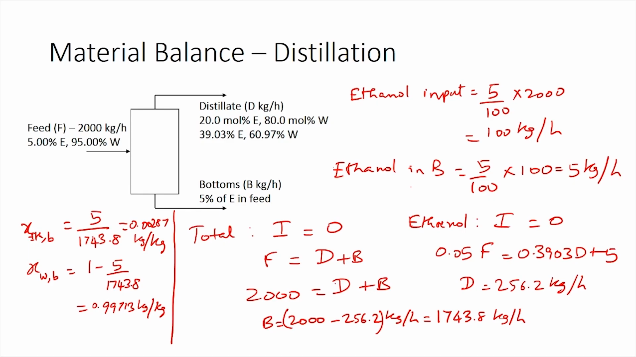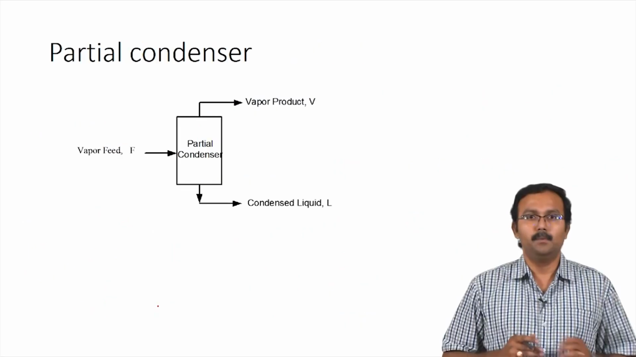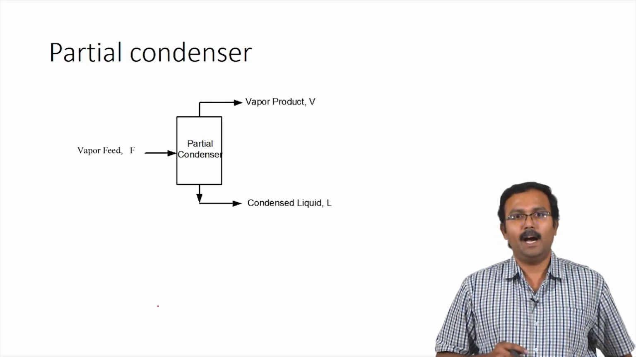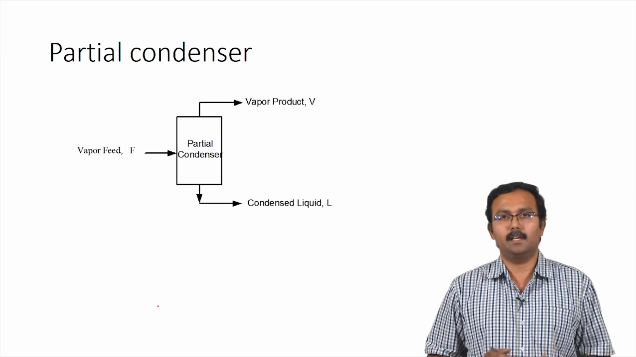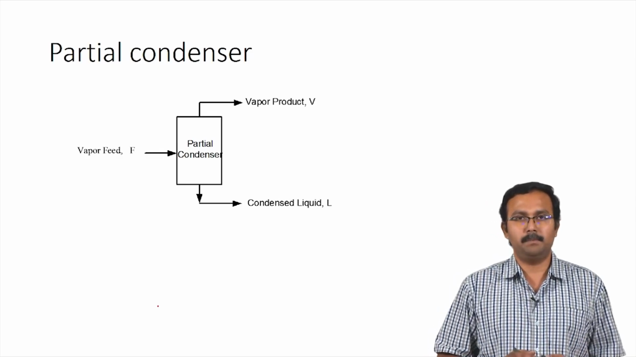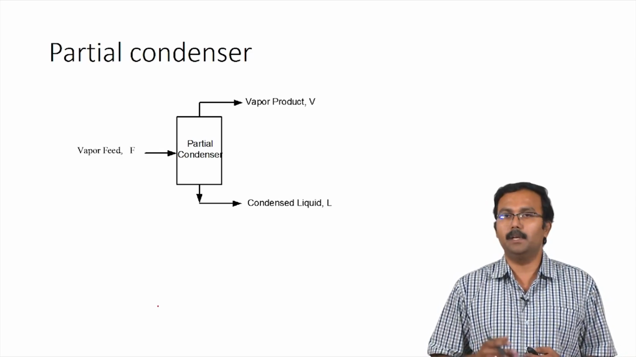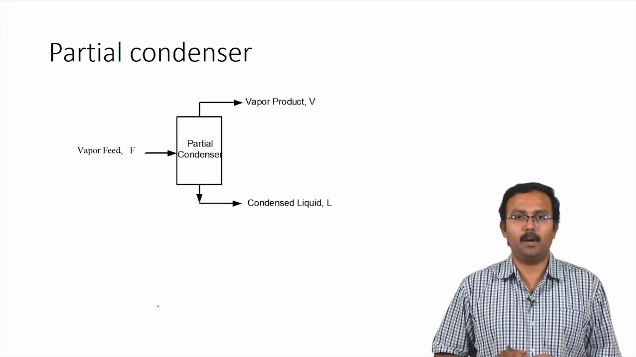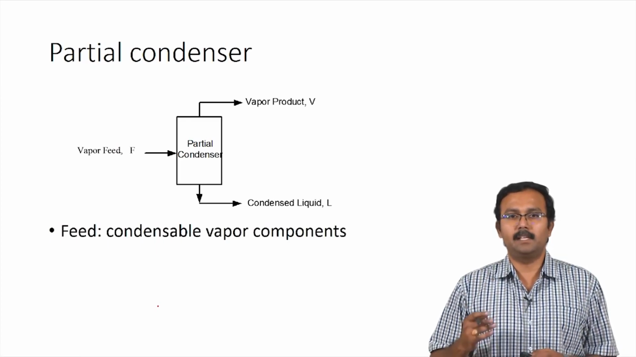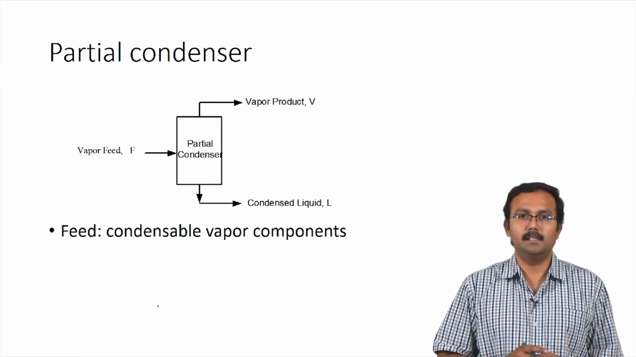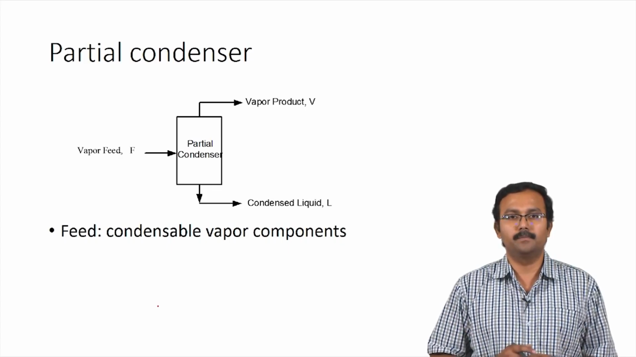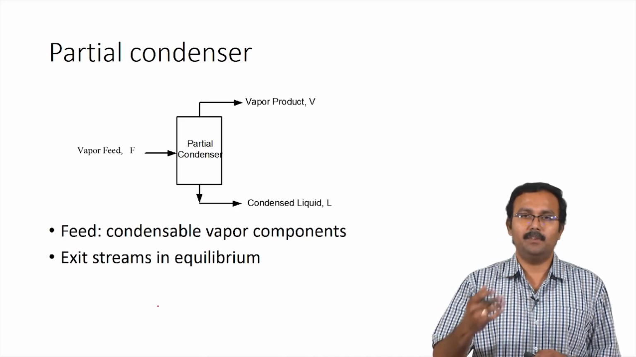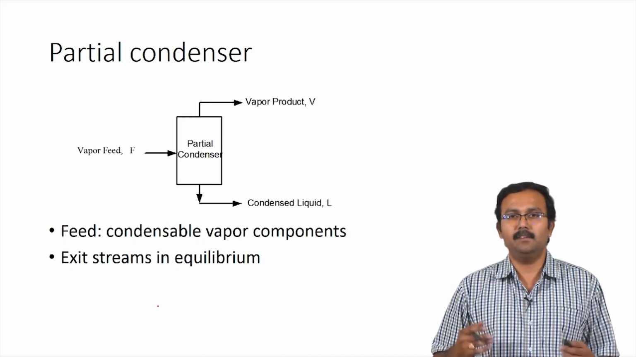process. Let us move on to the next process, which is a partial condenser. For a partial condenser, you have a vapor feed which is fed to the condenser. Some of the vapor feed is condensed to form the condensed liquid and leaves through the bottom of the column, and the rest leaves as the vapor product. So, the feed actually would contain condensable vapor components and non-condensable components also. The exit stream is always in equilibrium.